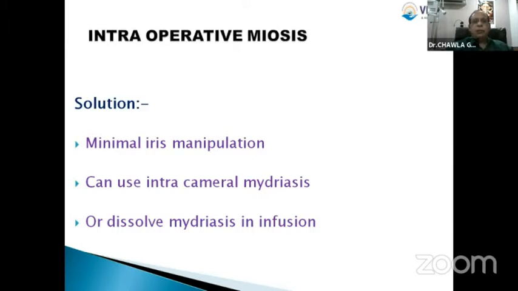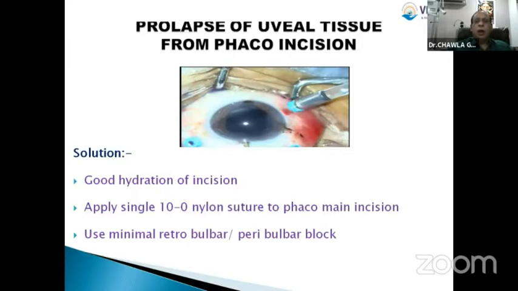During surgery, we can come across intraoperative miosis. To prevent this miosis, the phaco surgeon, whether it's the same surgeon or two surgeons depending on the setup, should minimize iris manipulation. We can use intracameral hydroxy or dissolve it in the infusion if required. There is some prolapse of uveal tissue from the phaco incision because of the increase in intravitreal pressure. If after completing our phaco we do a good hydration, we can prevent such uveal tissue prolapse. And as I suggested earlier, we can also apply a 10-0 nylon suture to the phaco main incision.